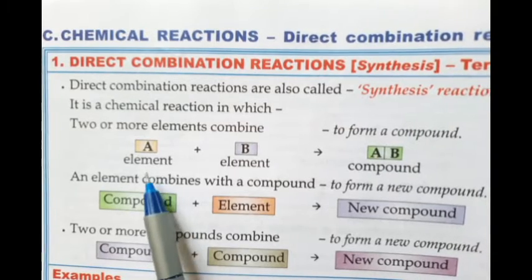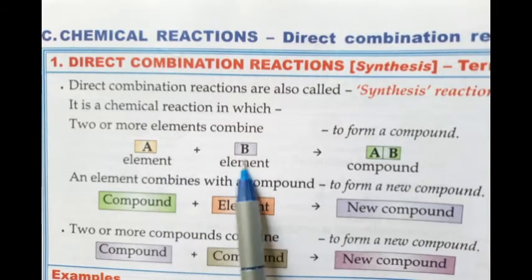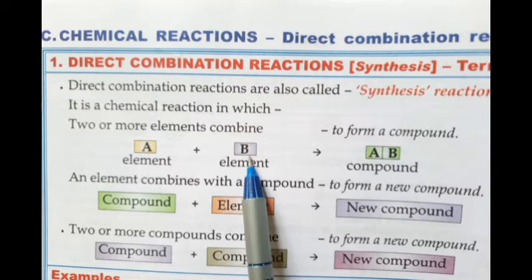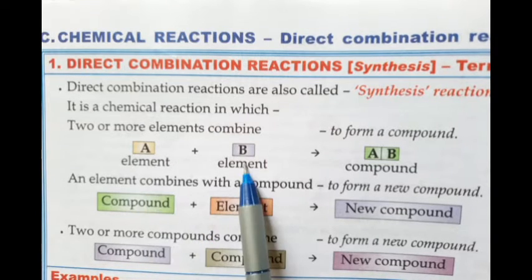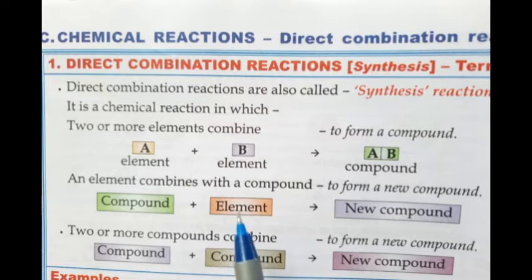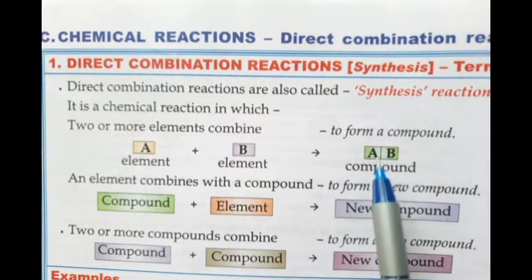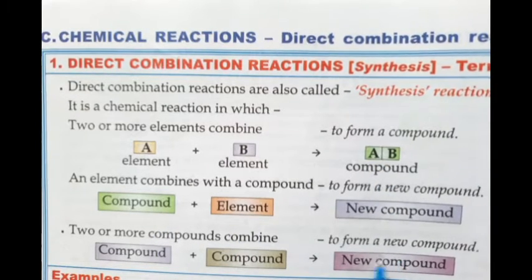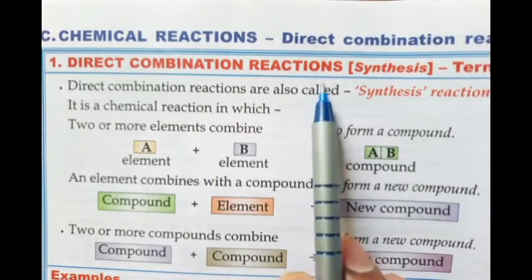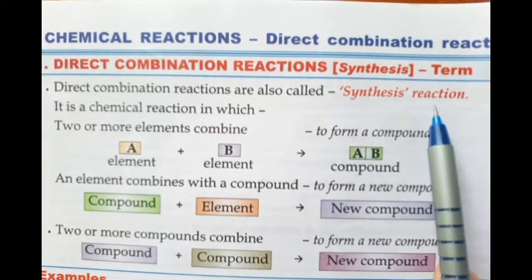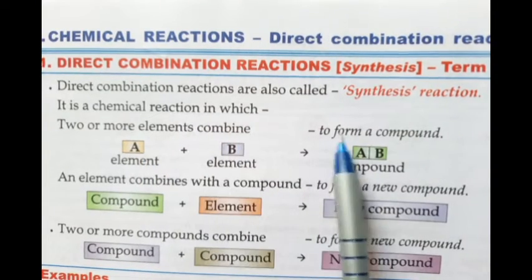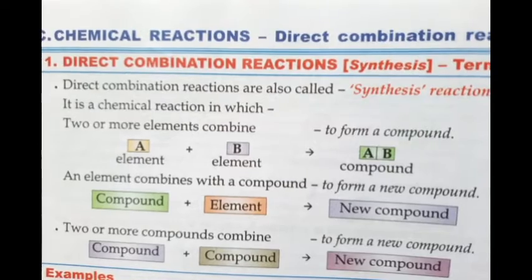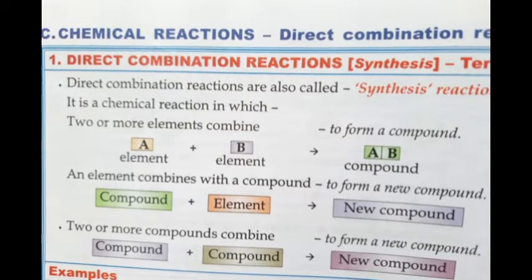I have already said you whether two or more than two elements or compounds, sometimes two elements, sometimes two compounds, sometimes one element and one compound can combine. Okay, in combination reaction, they may combine to give you a new single substance, and such is known by the name direct combination reaction, also known by the name synthesis reaction. So these are those reactions in which two or more elements combine to form a new compound, and in our last class we have already written the definition and example of this.